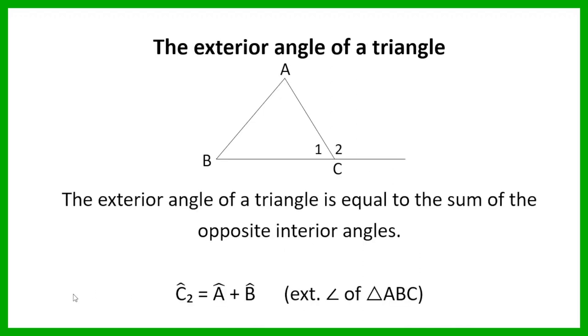Our next rule is the exterior angle of a triangle. When you've got a triangle and one of the sides has been extended, forming an exterior angle outside over here, then that exterior angle is equal to the sum of the opposite interior angles. So in this case, angle C2 is equal to angle A plus B. And our reason that we are going to use for that is exterior angle of triangle ABC. Again, you need to label or name the triangle that you are talking about.